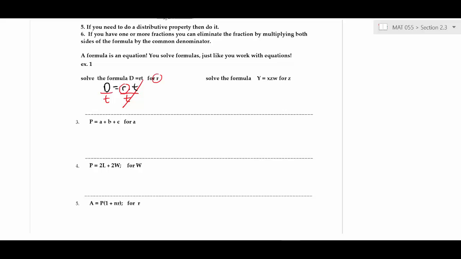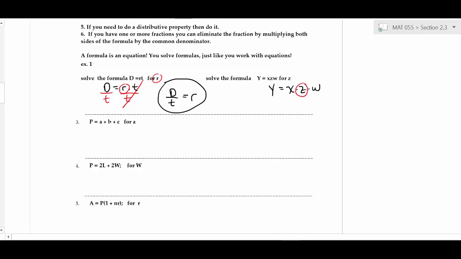Okay, so what you've done is you've rearranged this formula so it says R equals distance over t, like that. That's a real simple formula that you do. Okay, this next one, this is a formula for nothing. I just made this up. Okay, but it's the same concept.